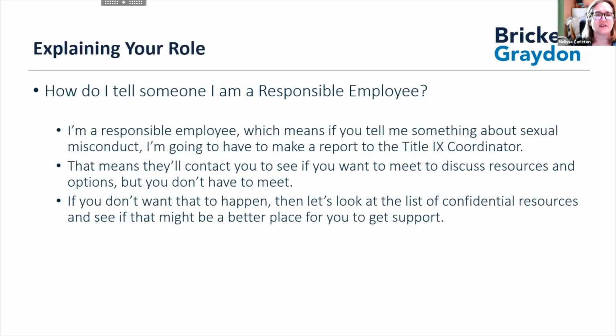All right, so I mentioned earlier that if you're a responsible employee, you may want to tell somebody that. So I wanted to give you some language for that. Print the slide out, stick it somewhere in a drawer so that you have it when you're available. You can just say, "I'm a responsible employee. It means if you tell me something about sexual misconduct, I'm going to have to make a report to the Title IX coordinator. That means they're going to contact you to see if you want to meet to discuss resources and options, but you don't have to meet. And if you don't want that to happen, then let's look at the list of confidential resources and see if that might be a better place for you to get support."